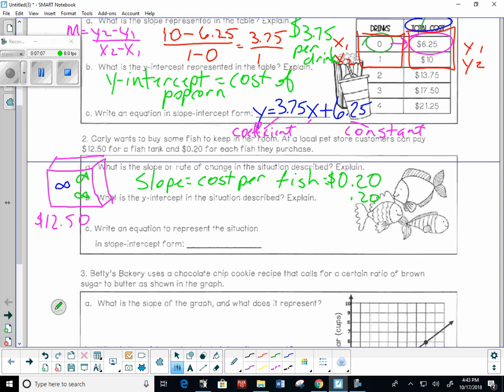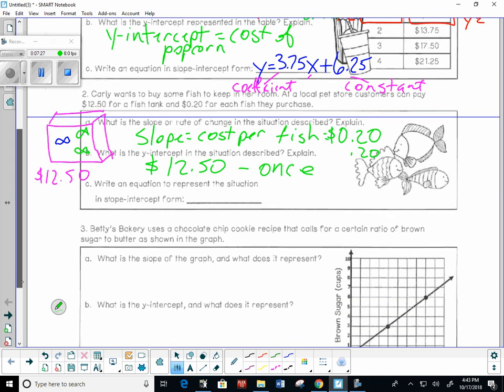4.20. That would be our slope. What's the y-intercept? What's the one thing that they bought that happened one time? So the y-intercept is our beginning, isn't it? It's $12.50. That's once, one time. Okay? Write an equation to represent the situation.